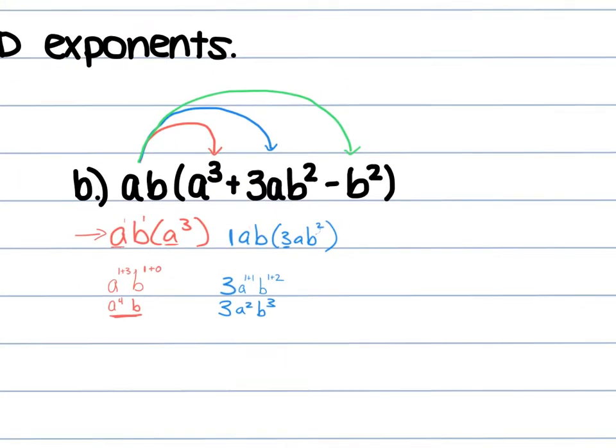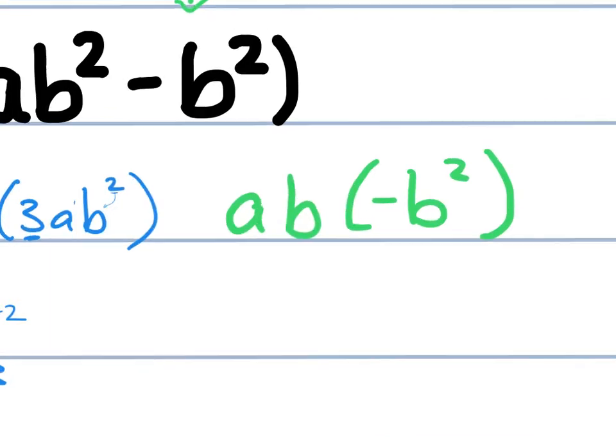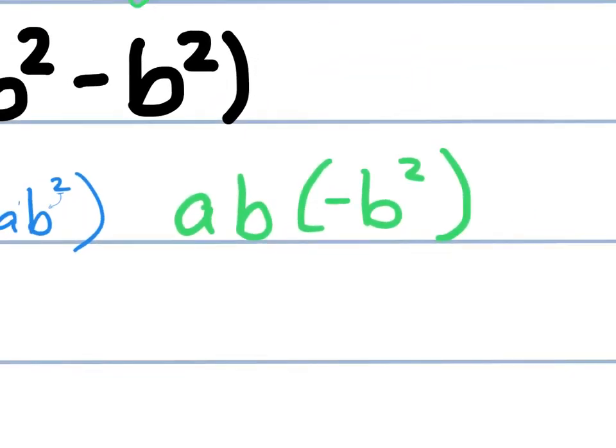Let's do the green line. So we've got AB times negative B squared. So when you get A squared, so A's with A's. What is the exponent on this A? There's no A over there, right? So this A has a 1 on it, and there are no A's over there. So this becomes A to the 1 plus what? 0. Okay. And what about the B's? B times B, and you just get negative B, right?